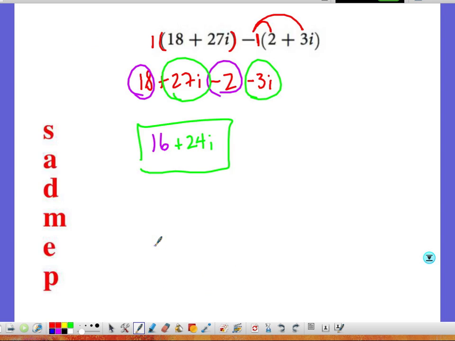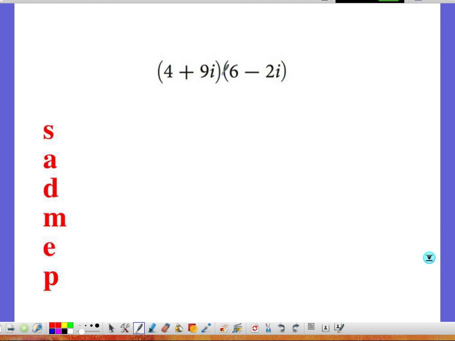This is going to be important because we learned how to subtract complex numbers. Now we're going to learn how to multiply complex numbers. And notice we have two complex numbers in parentheses side by side. The operation is going to be multiplication. Now, how do you multiply complex numbers? What we need to do first is take this 4 and distribute it to the other parentheses. And so 4 times 6 is going to be 24. And then you're going to take 4 times negative 2i, which is negative 8i.